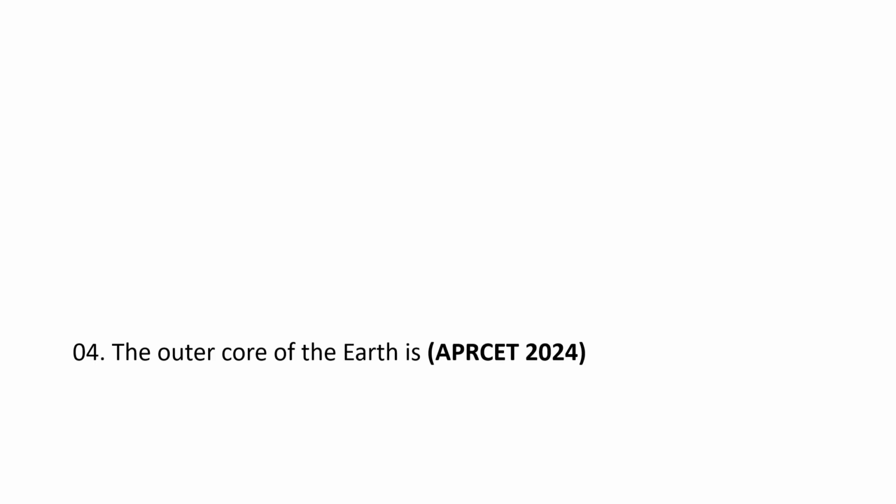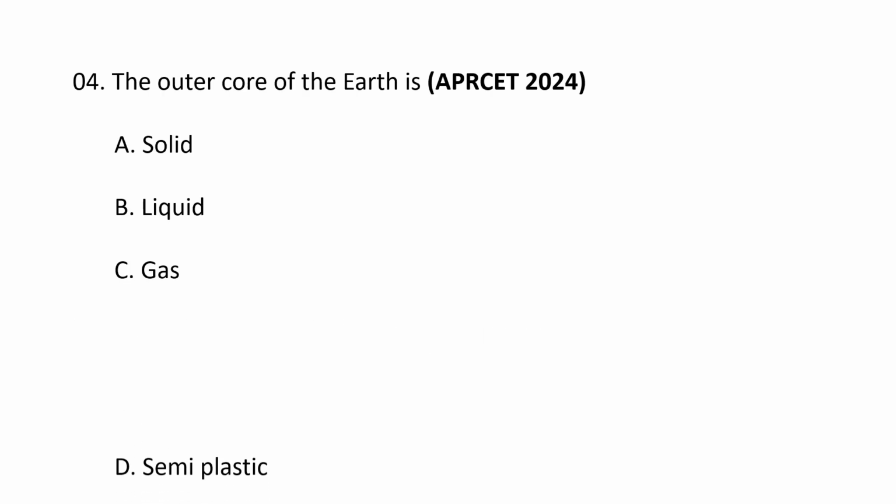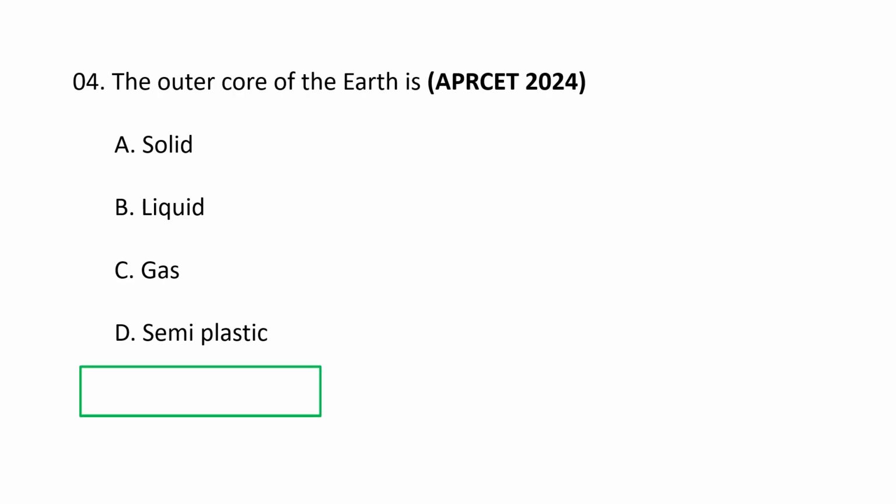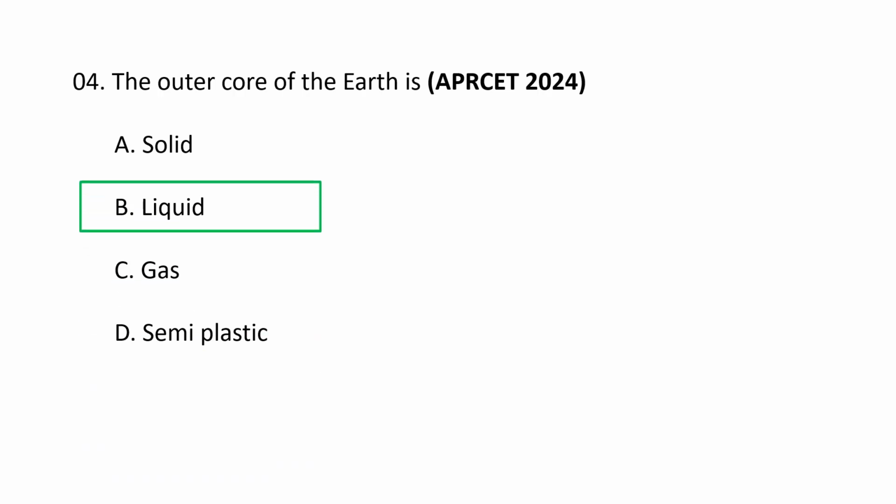Next question. The outer core of the Earth is, the choices are A. Solid, B. Liquid, C. Gas and D. Semi-plastic. The outer core of the Earth is liquid. It is a liquid layer primarily composed of iron and nickel, situated between the solid inner core and the mantle. Its fluid motion creates Earth's protective magnetic field, and it is extremely hot, ranging from about 4,500 degrees centigrade to 6,000 degrees centigrade.